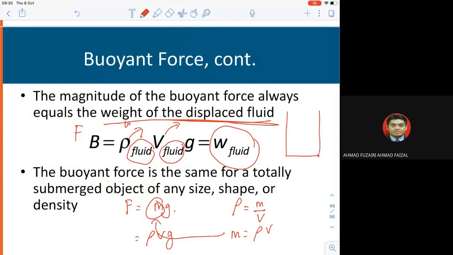Now, let's say you have a ball going into some fluid, and another container with a cube going into the same fluid. Regardless of the size of the object, you are using the same fluid. Maybe this one is water, and this one is water. So it still gives you the same buoyant force, because buoyant force depends totally on the density of the fluid and the volume of the fluid. If you are using the same kind of fluid, the weight of the fluid displaced is equivalent. So that's why the buoyant force is the same for a totally submerged object of any size, shape, or density.